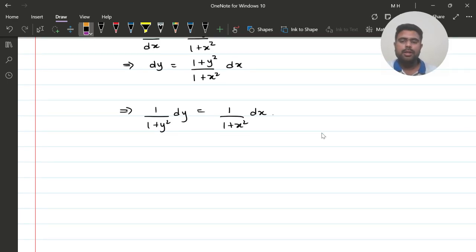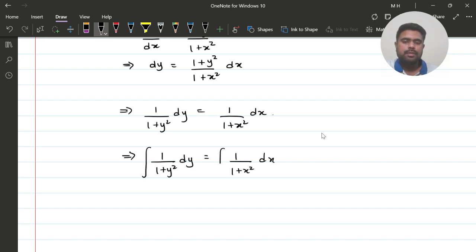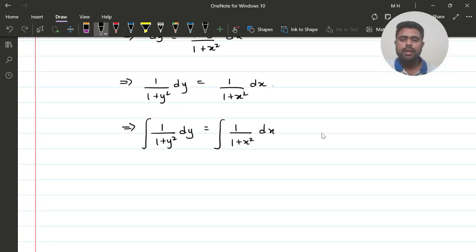So variables are separated. Now I will integrate this differential equation on both sides. 1 by 1 plus y square dy equal to 1 by 1 plus x square dx. What do you mean by integrating it on both sides? I will integrate LHS with respect to y and RHS with respect to x. What is the integral of 1 by 1 plus y square? It is tan inverse y. Equal to, what is integral of 1 by 1 plus x square? It is tan inverse x.